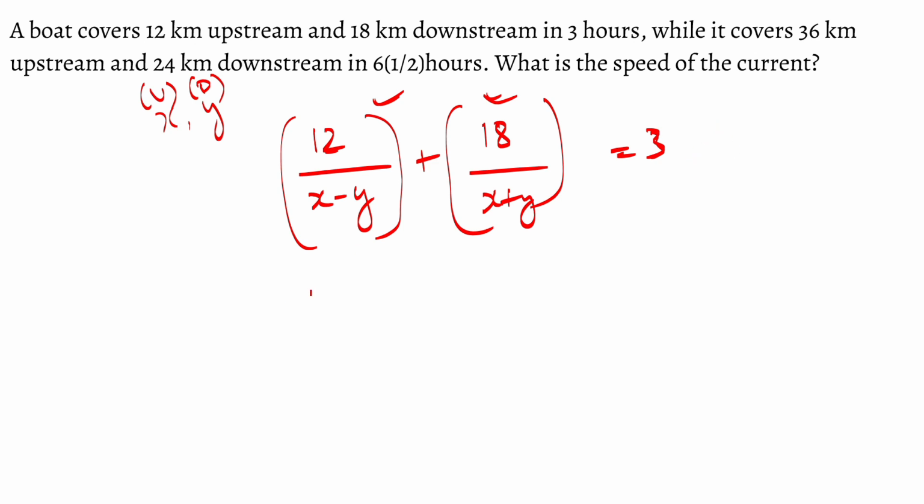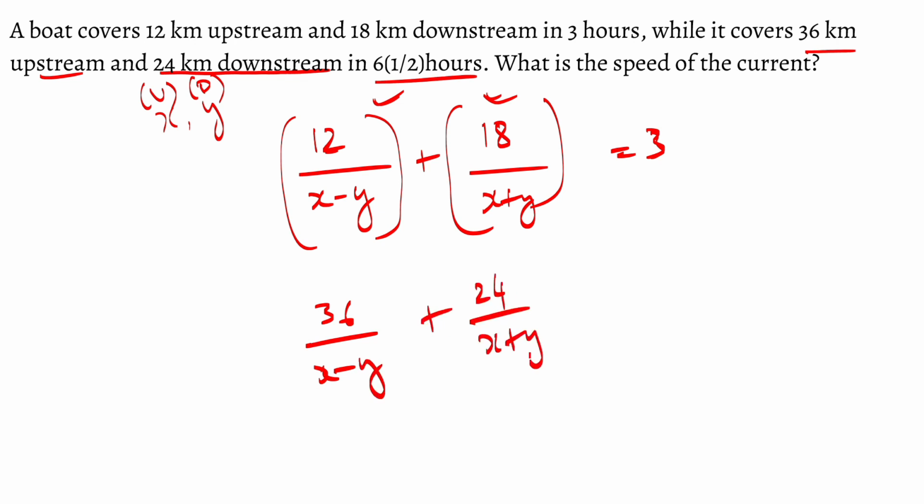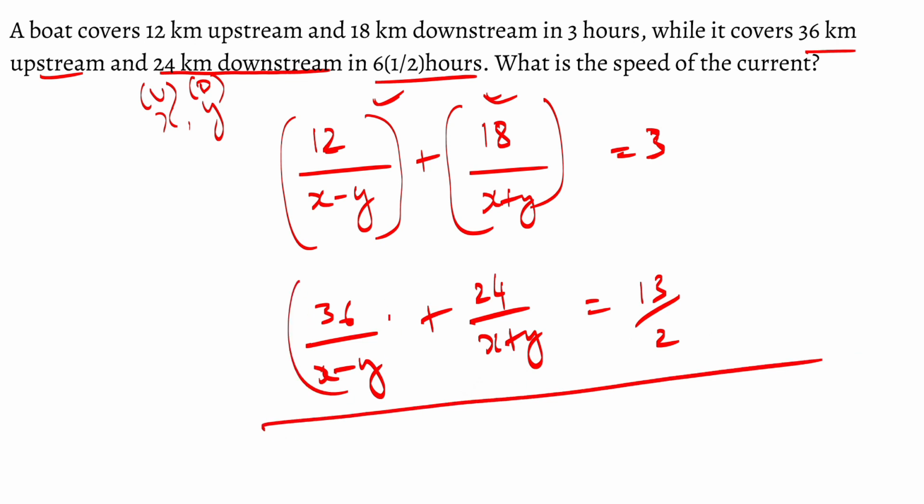And what about the second case? It covers 36 kilometers upstream and 24 kilometers downstream in 6.5 hours. So 36 upstream, so x minus y, plus 24 downstream, x plus y. Total hours are 6.5 hours, so it will be 13/2 hours. Now what shall we do? This is equation 1 and this is equation 2.